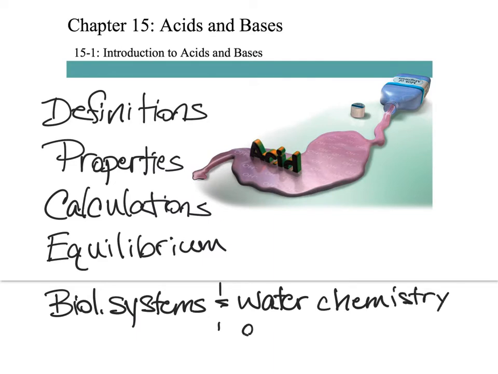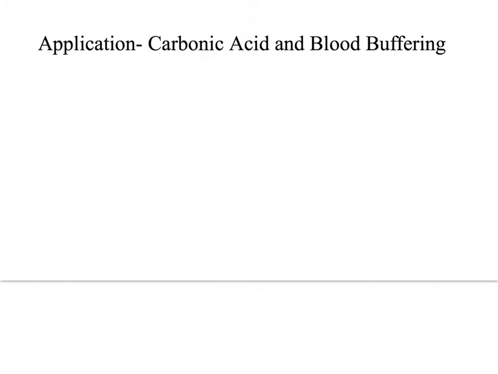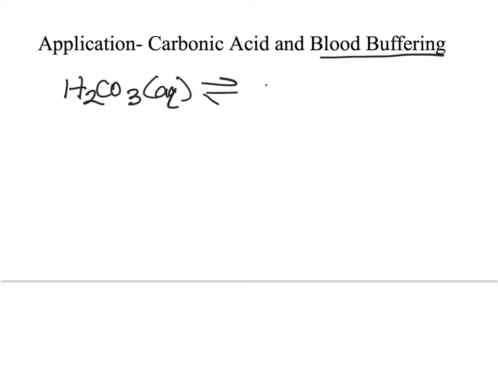So we'll start with an application related to biological systems, specifically to hemoglobin and carrying of oxygen and carbon dioxide. One of the blood buffering components is carbonic acid. Carbonic acid is H2CO3, and it will exist in equilibrium with carbon dioxide and water.